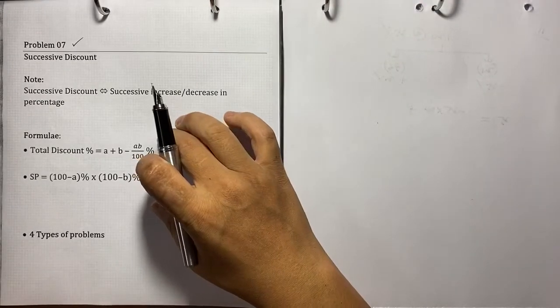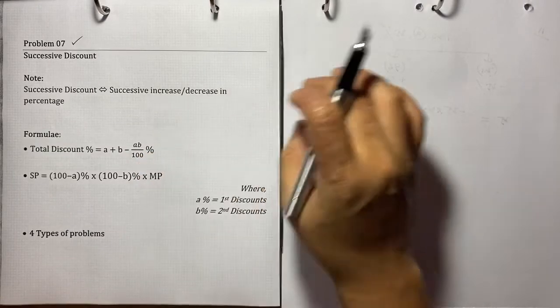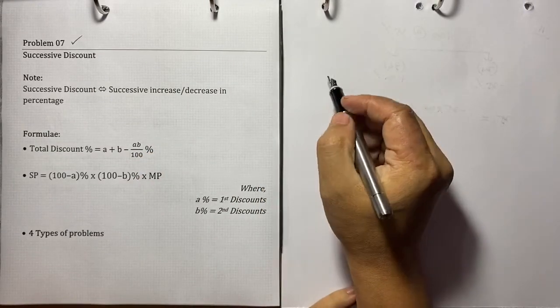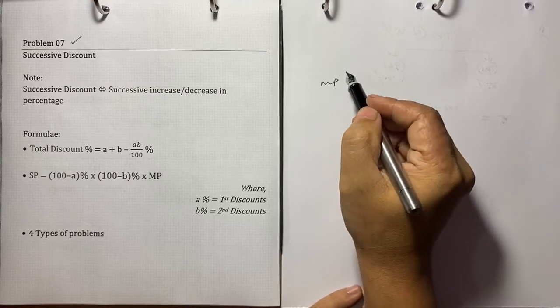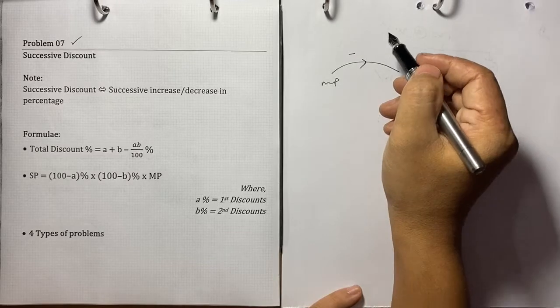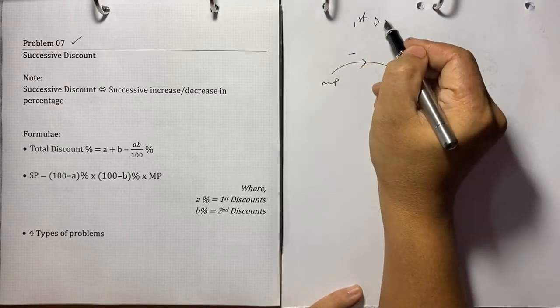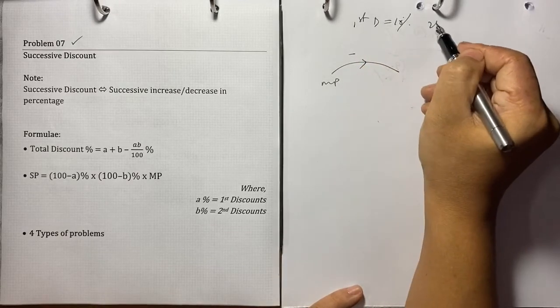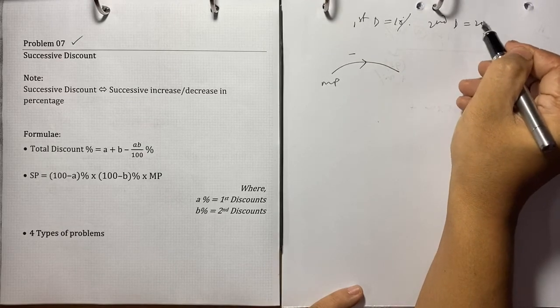Successive discount is the same thing as successive decrease in percentage. For example, take a mark price, which is a number. It is decreased by, for example, a discount of 10%. Suppose the first discount is 10%, and then the second discount is 20%.